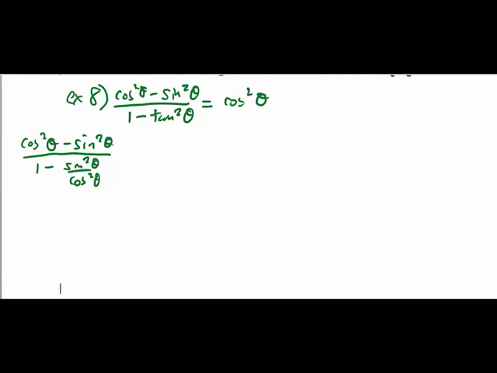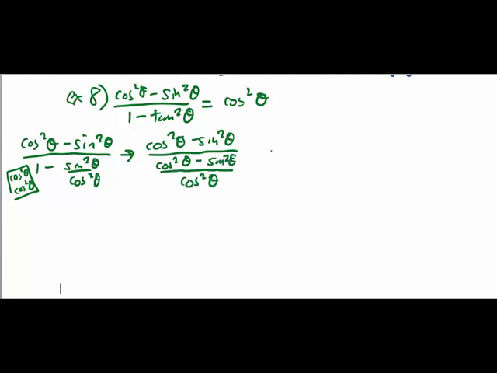Now, like I've been doing with all of my complex fractions, I've been combining these together, and that seems to work well, and I'm going to do that by multiplying the first one by a 1, which is cosine squared theta over cosine squared theta, and that's going to give me cosine squared theta minus sine squared theta divided by cosine squared theta.